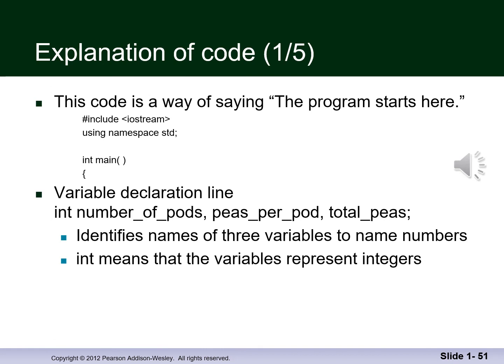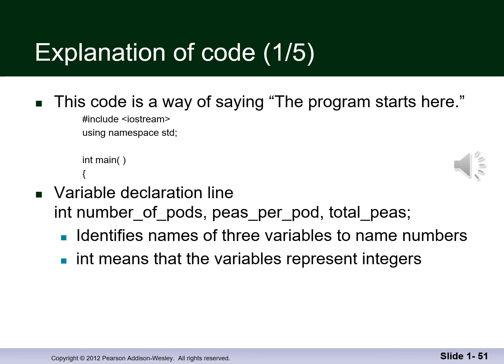Now in the next few slides, we're going to drill down in extreme detail each of the components of the program we just saw a sample dialog for. So these first few statements include iostream, using namespace std, int main, and then the open bracket is a way of saying the program starts here. Then you had a variable declaration line.